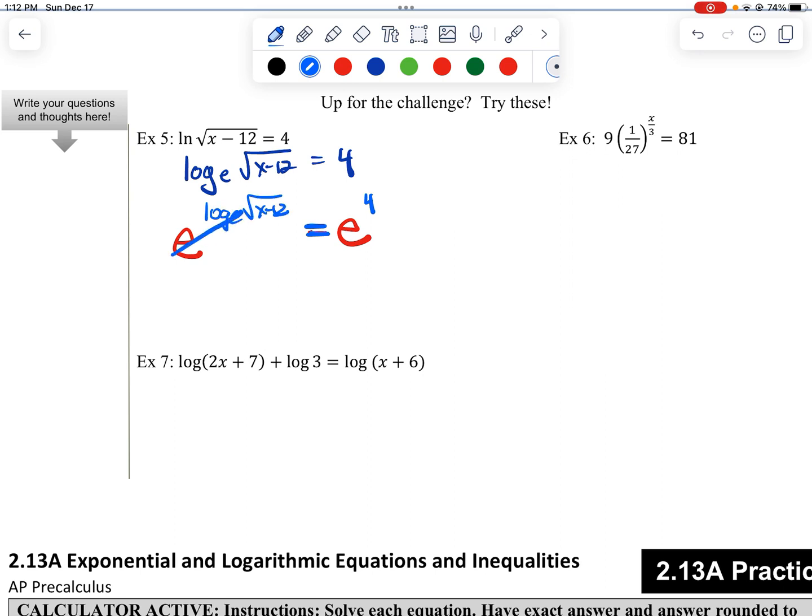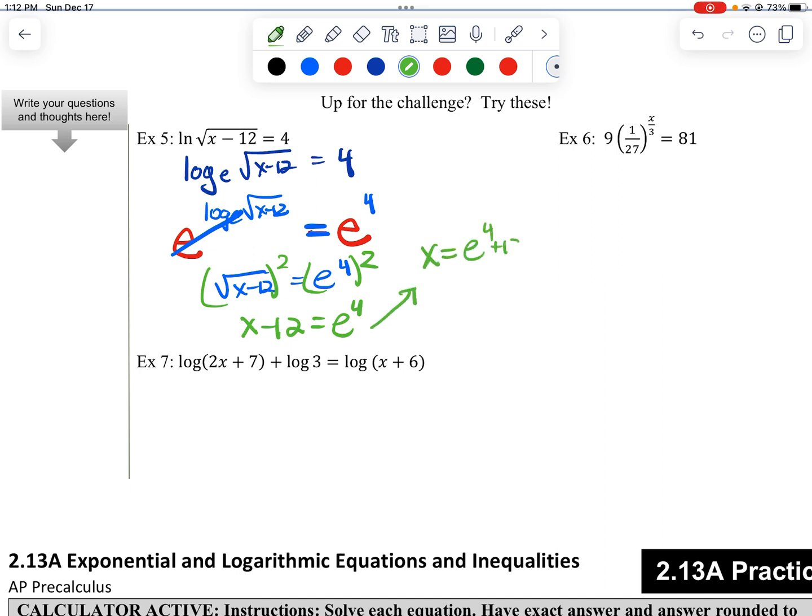So the bases are the same. So the square root of x minus 12 equals e to the 4th. Well, what's the inverse of a square root? We could square each side. So now I just have x minus 12. We multiply exponents, so e to the 4th squared, and then add 12. So x equals e to the 4th squared plus 12.